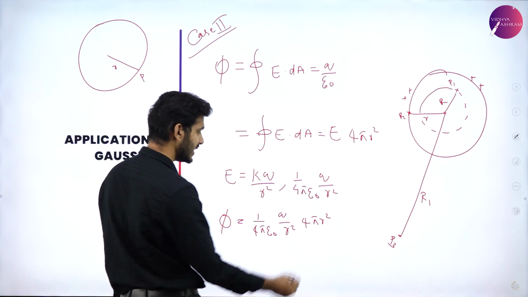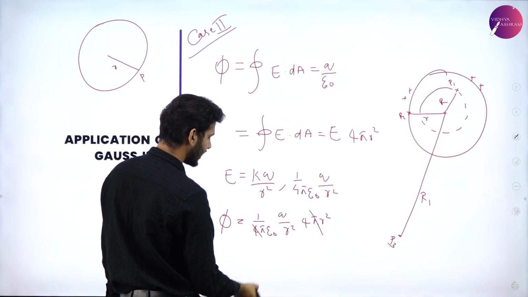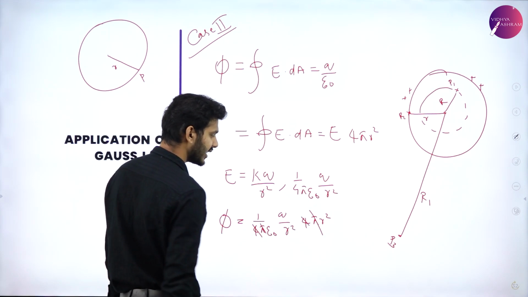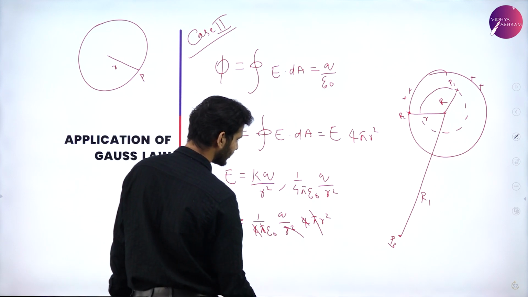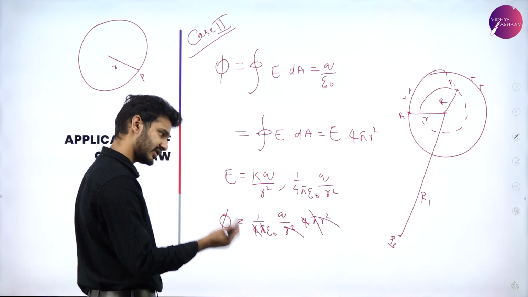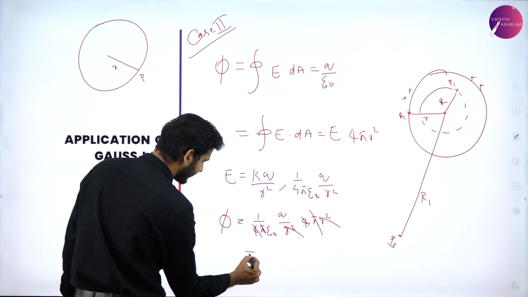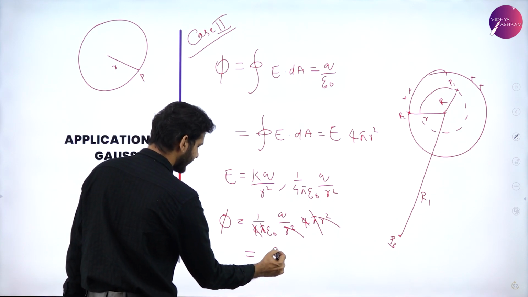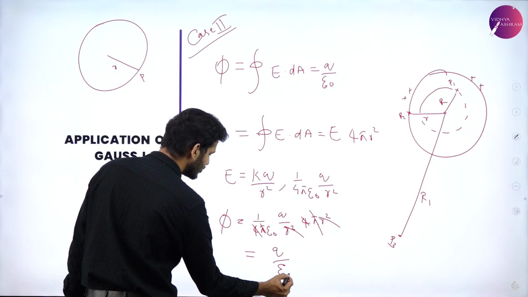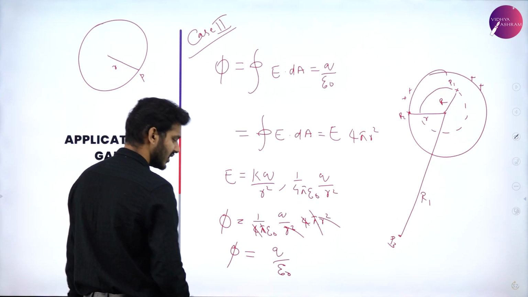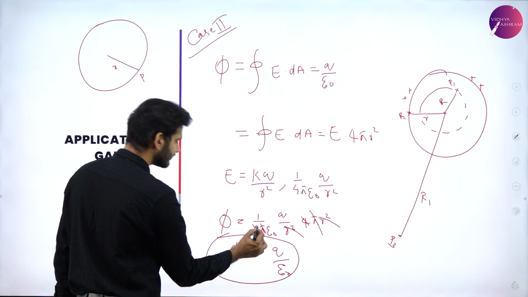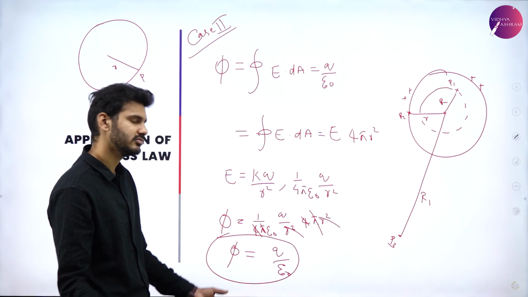So we can actually cancel pi and pi. 4 pi and 4 pi are gone, and there is an r square here and an r square here. So they cancel each other out, and we can finally say that phi is equal to q by epsilon naught. We have already proved this earlier, but again we found it for namesake.